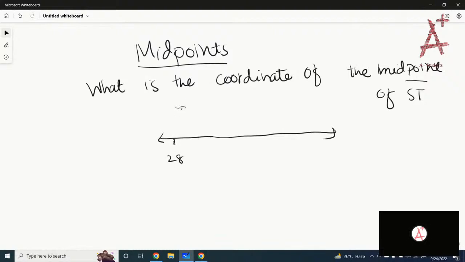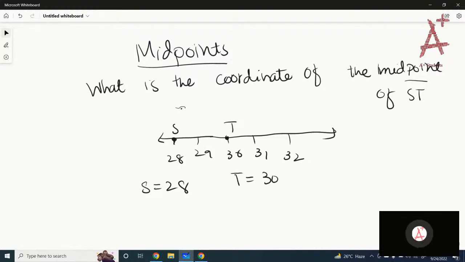28, 29, 30, 31, 32. This is the point S and this is the point T. You have to find the midpoint of these 2 points. Got it? So first of all, you have to find the coordinates of S and T. So the coordinate of S is 28 and the coordinate of T is 30. So for the midpoint ST, you have to add both the coordinates and divide by 2. So you have to add 28 plus 30.